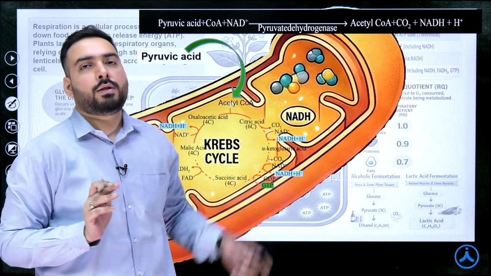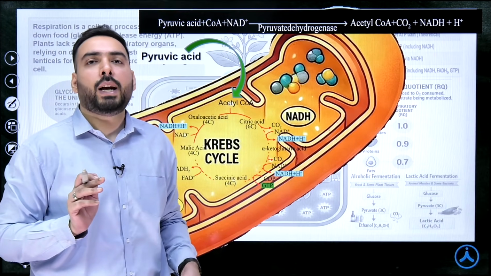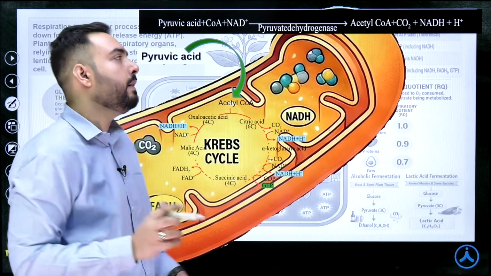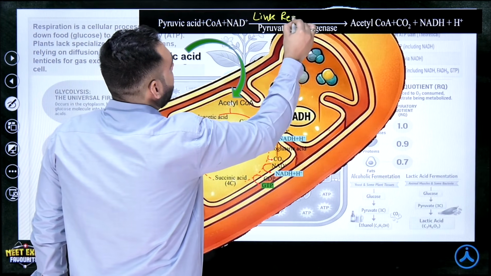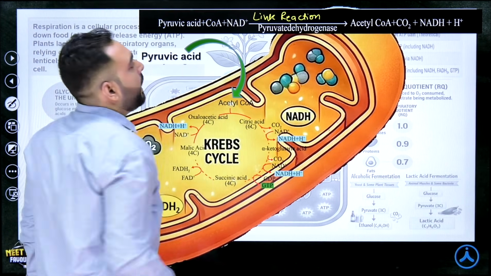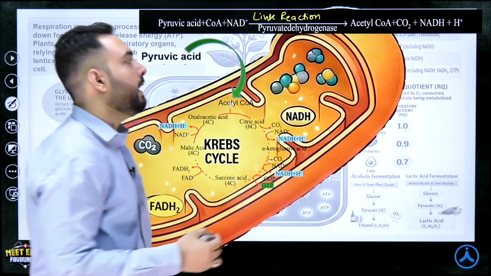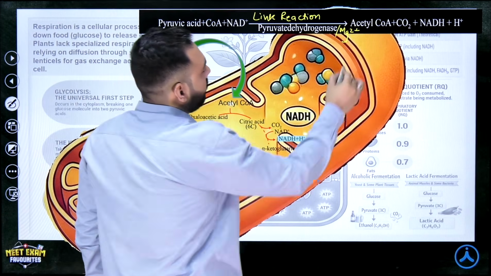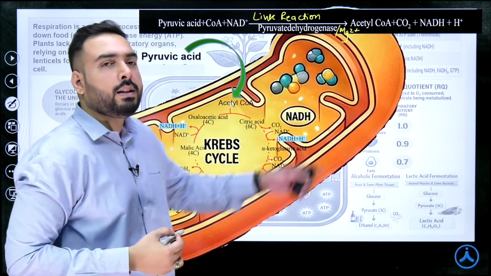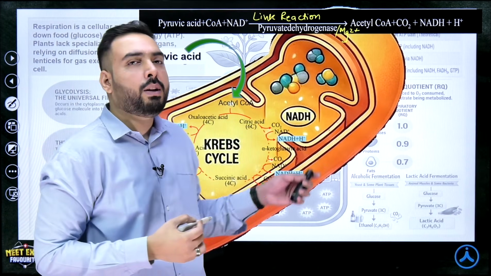For this purpose, a short reaction, that is conversion of pyruvic acid into acetyl coenzyme A, takes place. This reaction is called link reaction. For this, an enzyme is utilized. The enzyme is called pyruvate dehydrogenase, and magnesium ions are required for the functioning of this enzyme. Ultimate product of this reaction is acetyl coenzyme A, which is a 2-carbon compound.